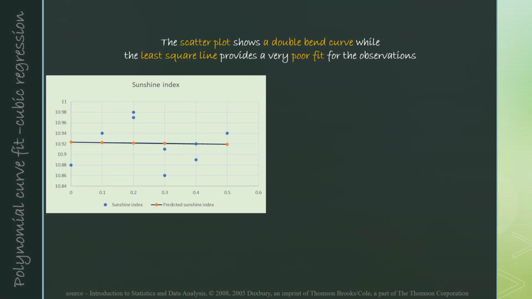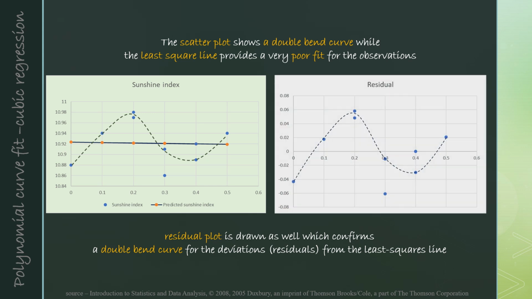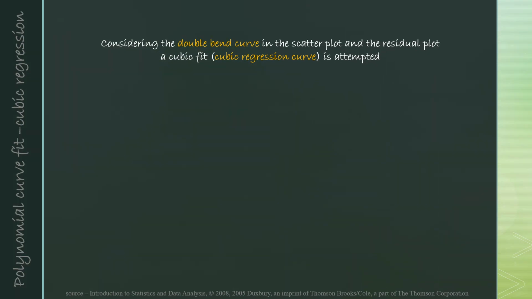The scatter plot shows a double bend curve, while the least squares line provides a very poor fit for the observations. A residual plot is drawn as well, which confirms a double bend curve for the deviation, that is, residuals from the least squares line. Considering the double bend curve in the scatter plot and the residual plot, a cubic regression curve is attempted.